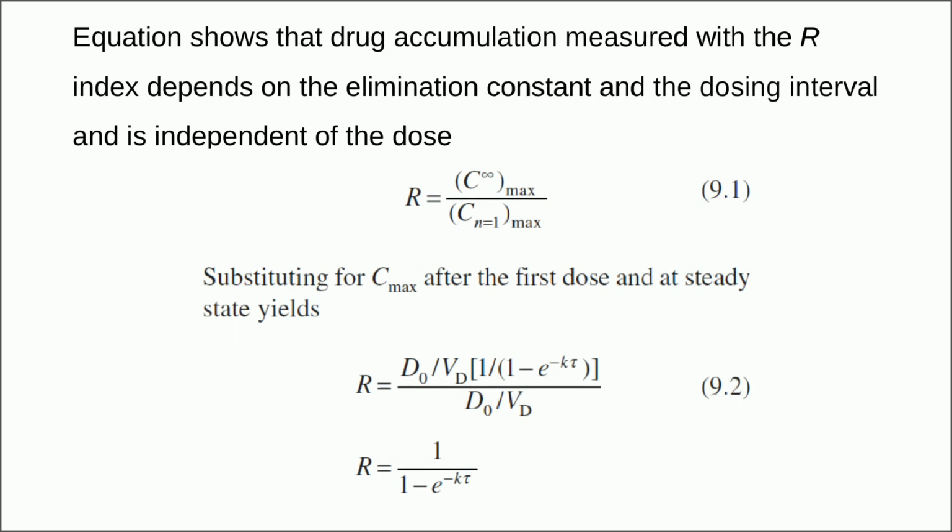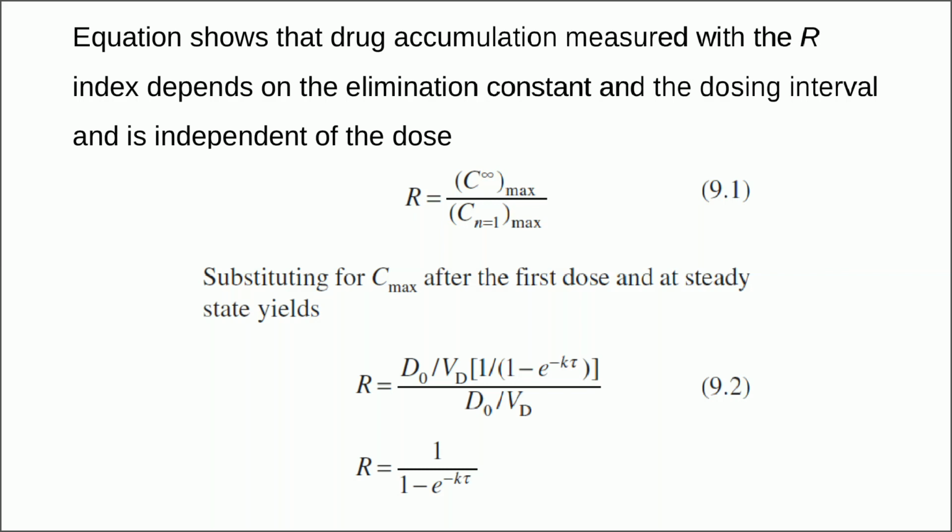Now this equation shows that the drug accumulation, measured with the capital R index, depends on the elimination constant and the dosing interval and is independent of the dose. So capital R is Cmax at infinite time, over C1max, that is the maximum concentration of drug in plasma after the first dose.